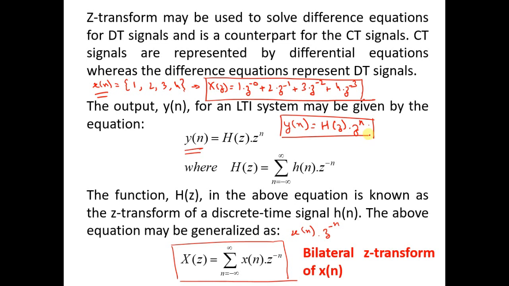So this is the equation for an LTI system. Herein our H(z) is given by the summation for n equals minus infinity to infinity of h(n) into z to the power minus n. So this generalized equation is regarded as the bilateral z transform of x(n).